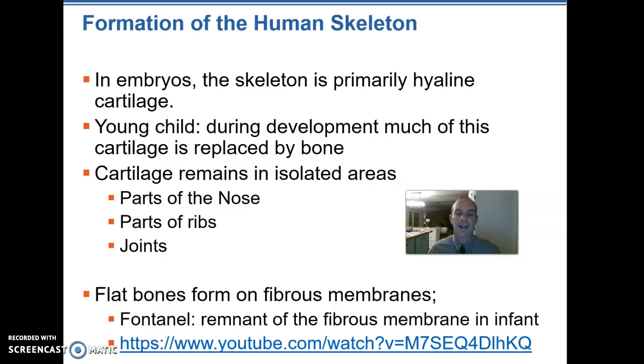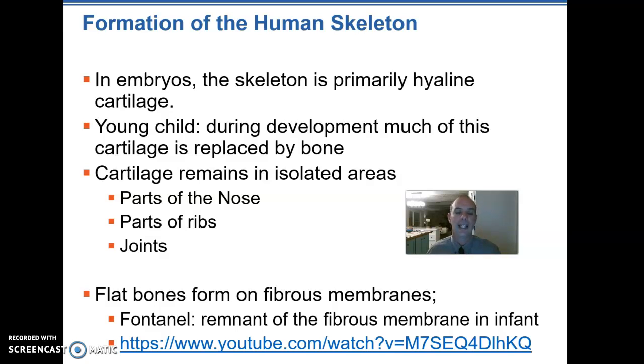And for our last slide here, we're going to talk a little about the formation of the human skeleton, just kind of briefly in stages. All right, in the embryo, the skeleton is primarily hyaline cartilage. Right, and so they're compact in there. It'd be really tough if they were rigid bone in there. Plus, they would have to be able to grow and then be able to be pushed out. So you have to be able to bend a little bit.